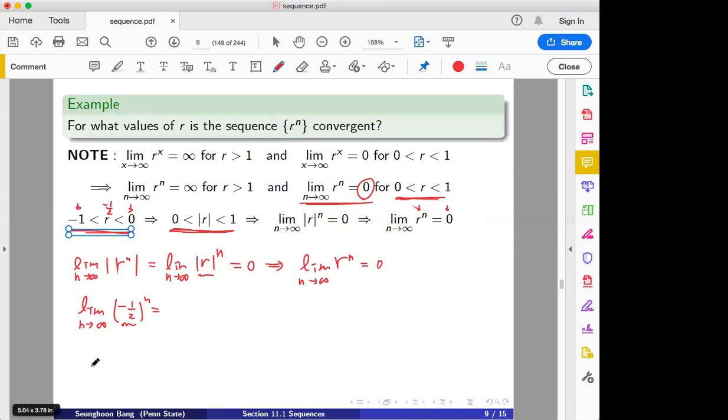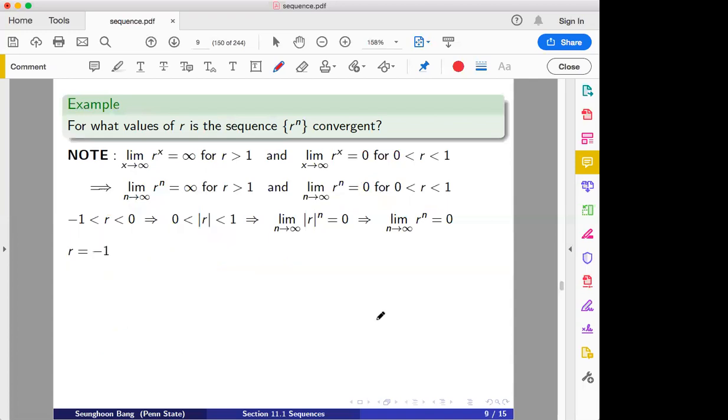Another way is you can use a list of numbers. Plug 1 into n: minus 1 over 2. Plug 2: 1 over 4. Plug 3: minus 1 over 8. Plug 4: 1 over 16. So what happens? This value approaches 0. The number is decreasing, this is very clear. Now r equals minus 1. So what is the limit as n approaches infinity of minus 1 to the power n?